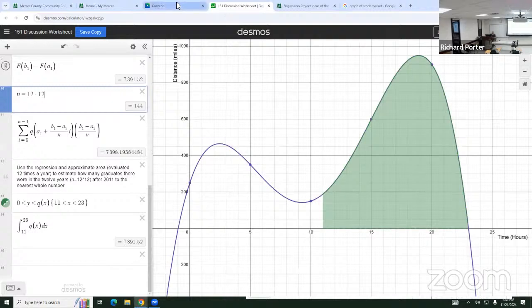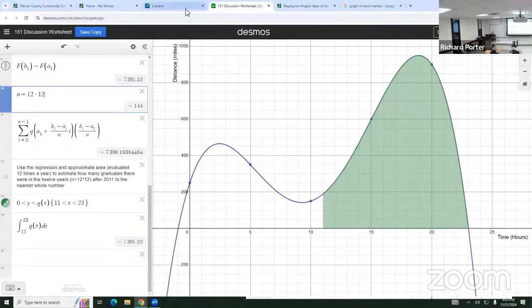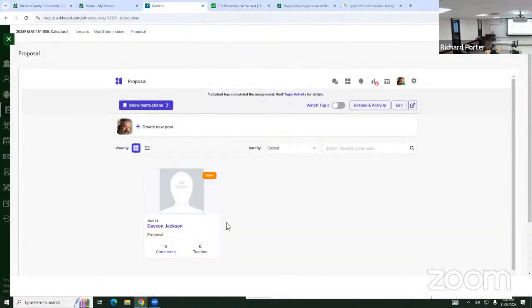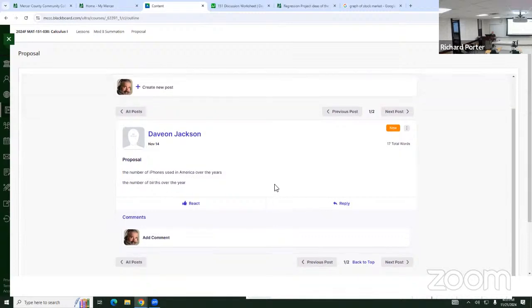Okay. All right. Any questions on this? Questions. So Devon's the only one who did a proposal. Let's see what he said. Okay, so are you comparing the number of iPhones to the number of births, Devon? It's not here. Oh, okay, so years must be his x-axis and number of iPhones.